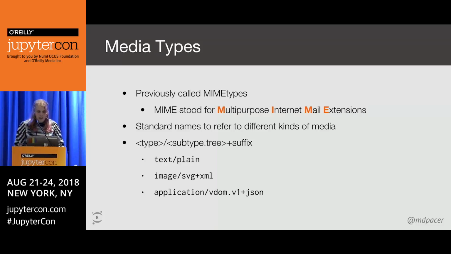They're usually structured with a base type, like text, image, and application, and then subtypes, possibly with a complete tree, and a suffix that gives you more information about the structure of that subtype. So text/plain is plain text. An image/svg+xml is SVG, which is XML formatted. vdom v1, which is a media type that we will be discussing plenty more, is a JSON object.